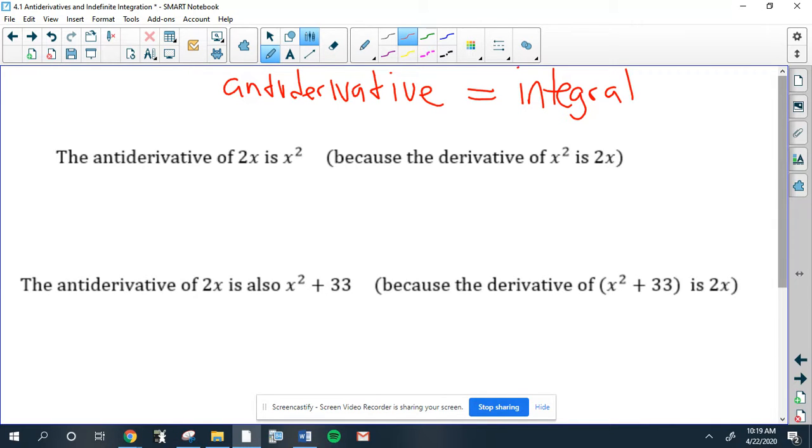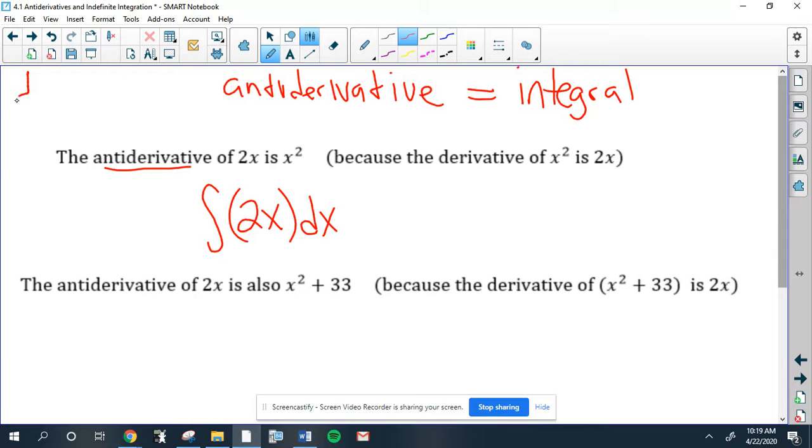So we learned on the video before the antiderivative of 2x is x squared because the derivative of x squared is 2x. So notation. This is called the integral sign. It's like a big elongated S, and it means antiderivative. So we can also say the integral of 2x. And now right here, I'm going to write this dx. That means with respect to x.